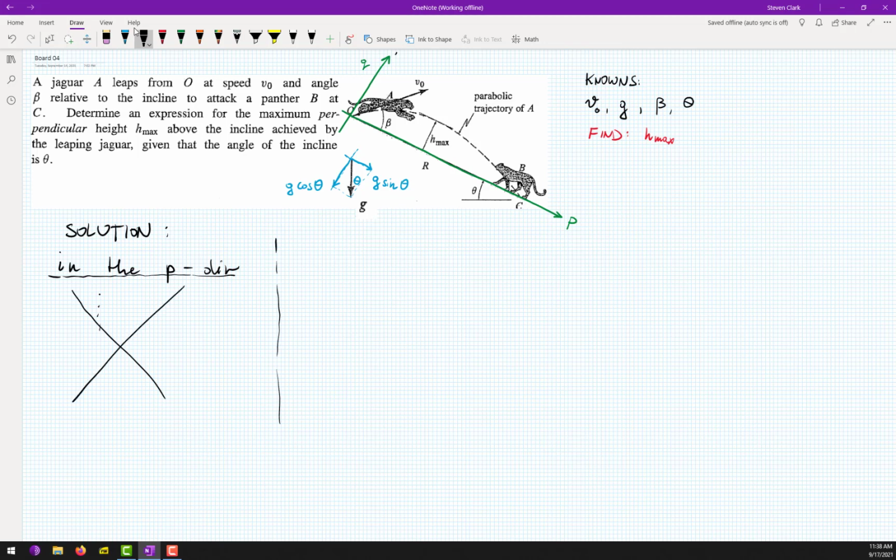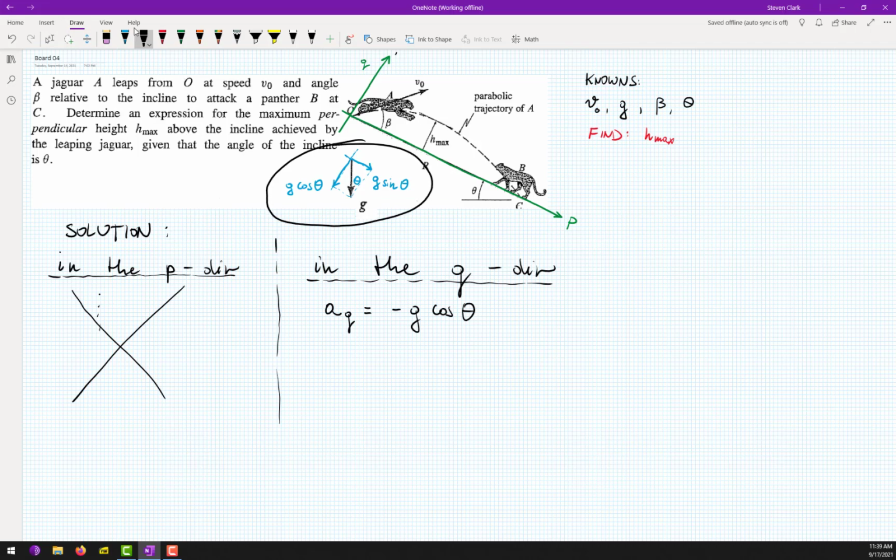Let's focus on what happens in the Q direction, because we just need equations from here to solve that problem. So again, what do we have? Acceleration: AQ is equal to minus G cosine theta. Before it was minus G because Q was aligned with Y. Now G is not aligned with Q. That's why we have to do some projections here. You all see that.